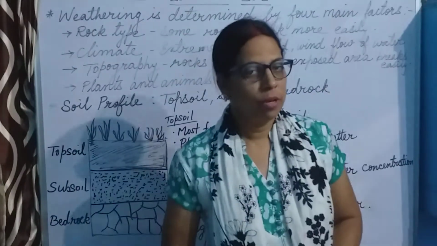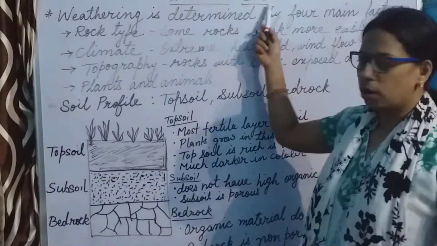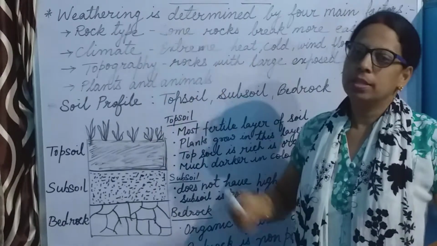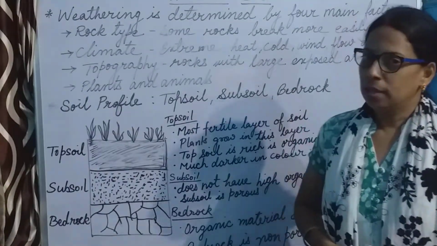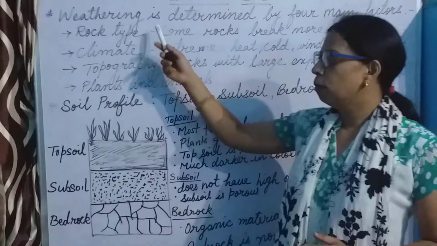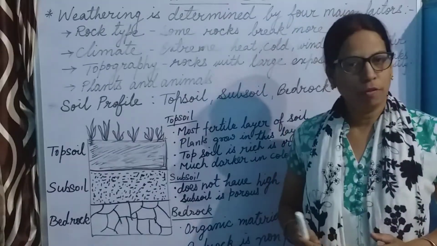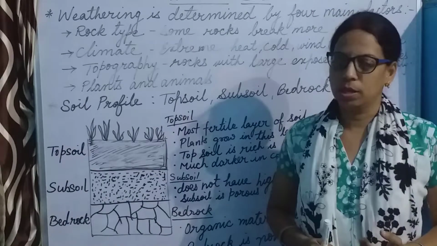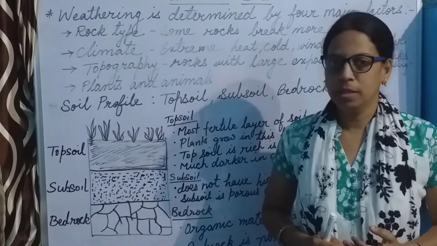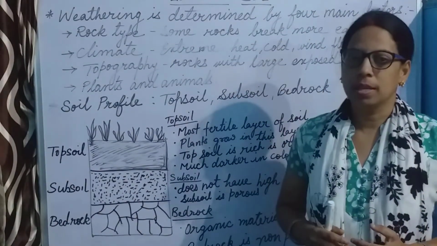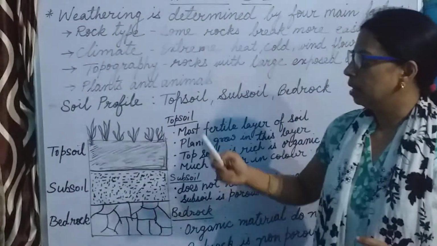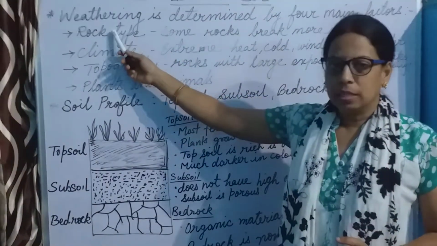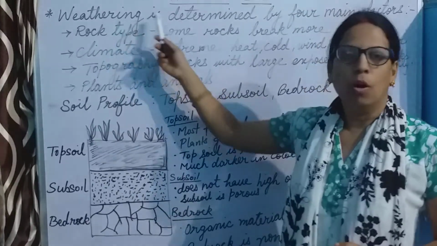Students, in the previous class of this chapter, soil, that was part 1, we studied about weathering of rocks. That day I explained to you that weathering of rocks means breaking down of rocks due to wind, water, plants or animals, and this is the process by which soil is formed. Now today we are going to study what are the factors which determine weathering of rocks.